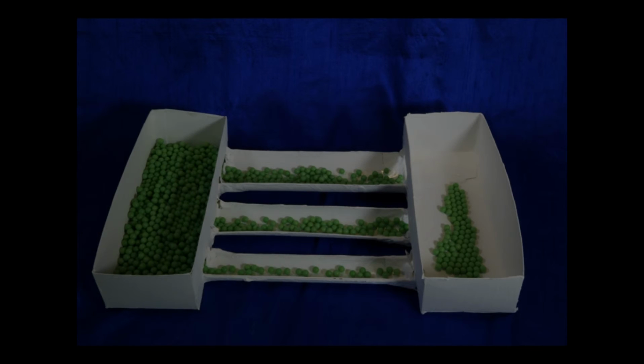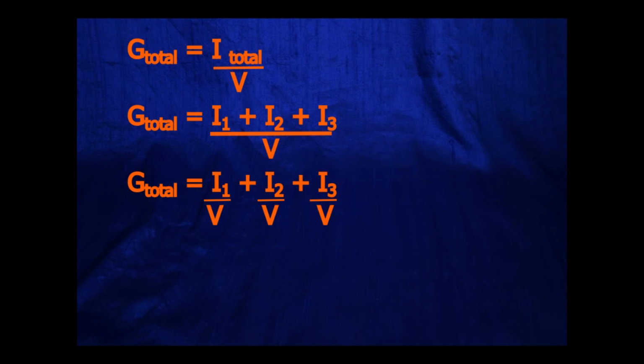The conductance of a network of resistors is given by the total current divided by the voltage. In this case, that's I1 plus I2 plus I3 divided by the voltage. Because the denominator is the same everywhere, the total conductance is given by I1 over V plus I2 over V plus I3 over V. Each of those terms is the term for the individual conductance of the resistors, so the total conductance is given by G1 plus G2 plus G3.